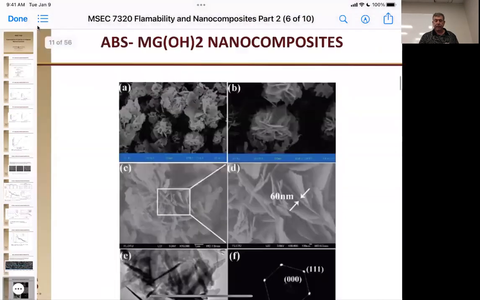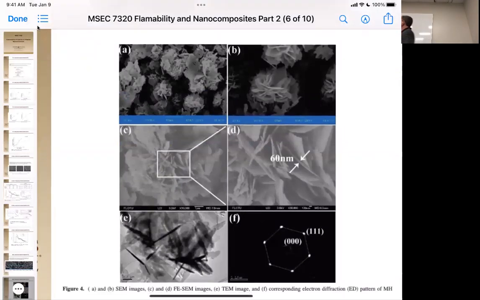So what they have here is a regular SEM image on the top, and then a field emission SEM image of them, and then a TEM. And from the TEM, they were able to get some of these separated out and get an X-ray pattern of what the plates look like. So we have this hexagonal plate array. Okay, so it looks like they have platelets. These are the actual individual platelets of the magnesium hydroxide, and they're about 60 nanometers thick.